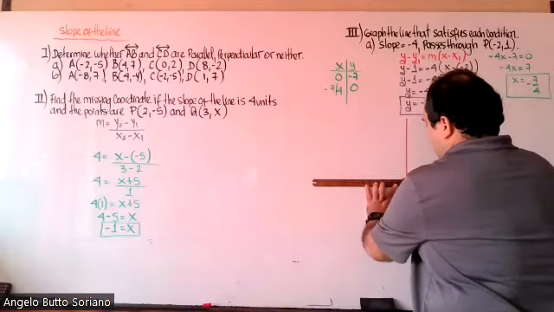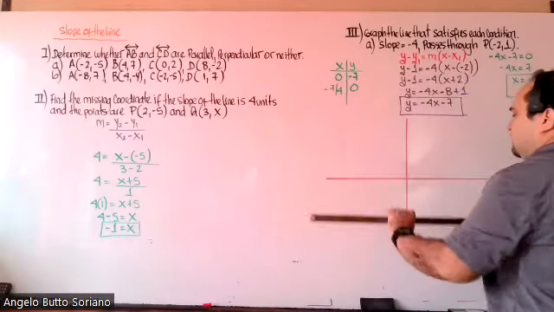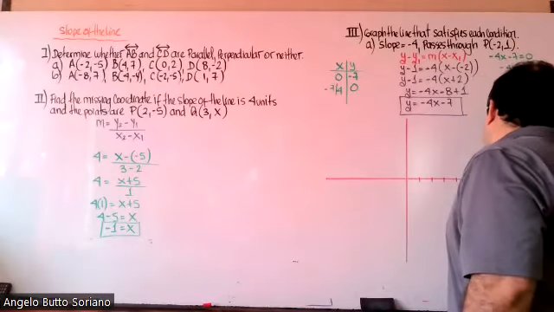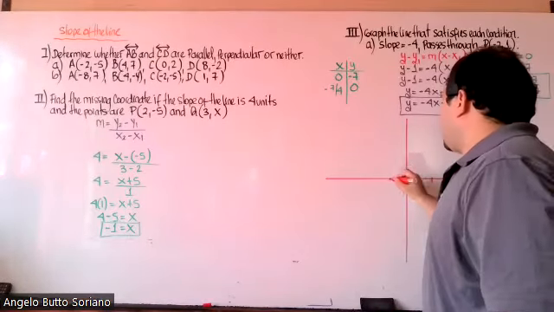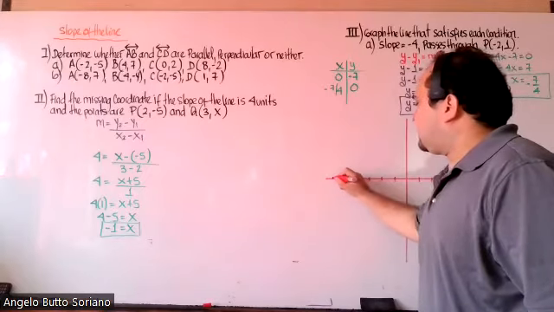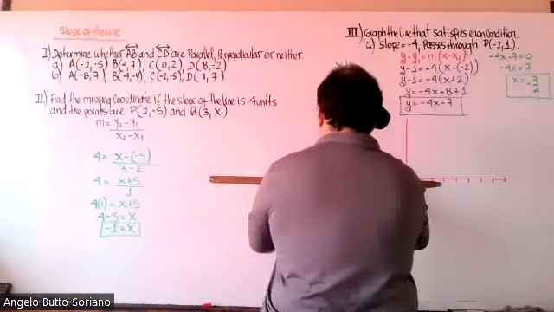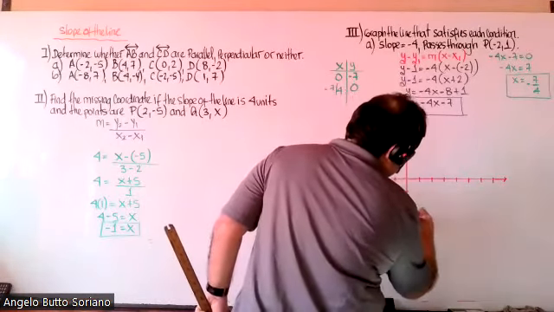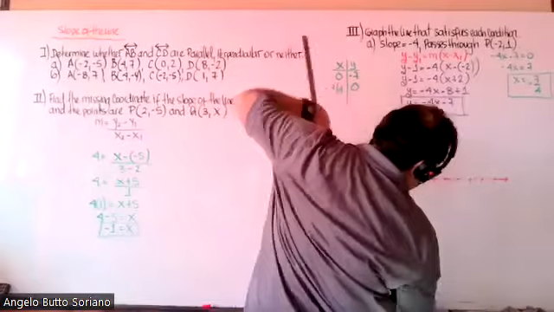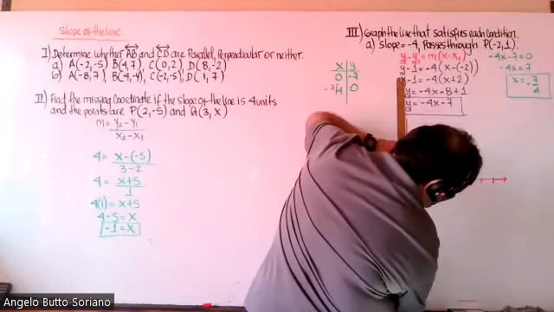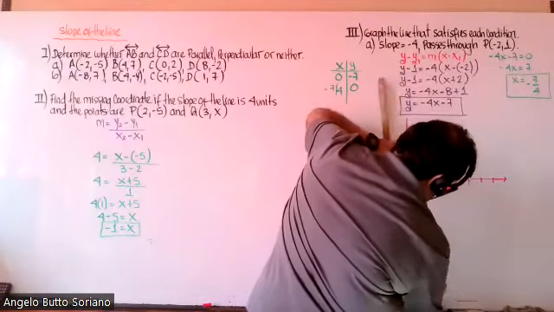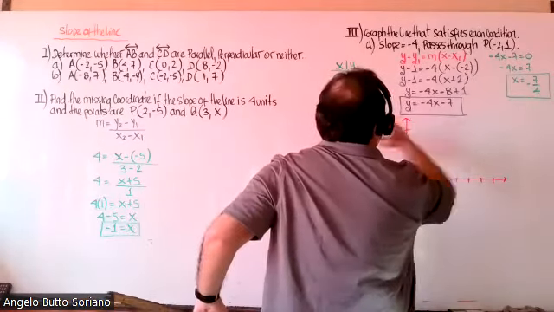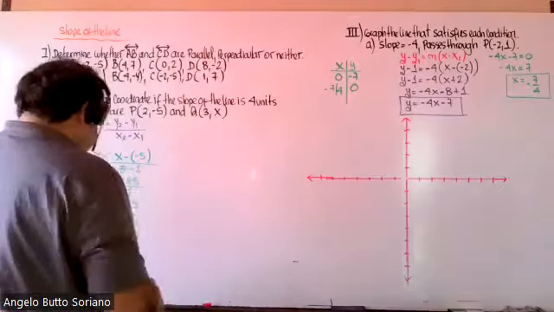Let's do it. 1, 2, 3, 4, 5, 6, 7. 1, 2, 3, 4, 5, 6, 7. 1, 2, 3, 4, 5, 6, 7. And 1, 2, 3, 4. All right. That will be more than enough.